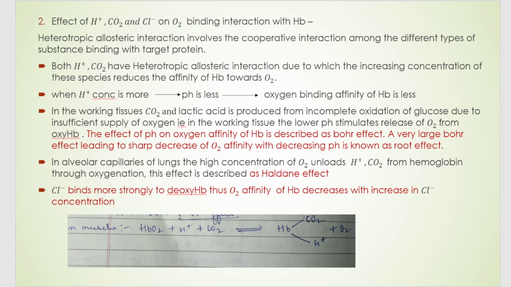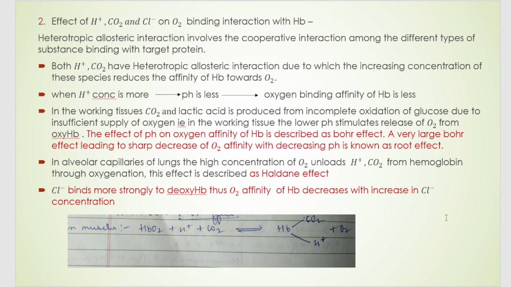Next, we are studying the effect of H plus, CO2, Cl minus on O2 binding interaction with Hb. Here mainly we are studying what happens in the muscles. Okay, so first let us study what is heterotropic allosteric interaction. You already studied homotropic allosteric interaction. What is that, students? One oxygen binding to the hemoglobin favors the binding of the next oxygen atom. That is because of homotropic allosteric interaction.